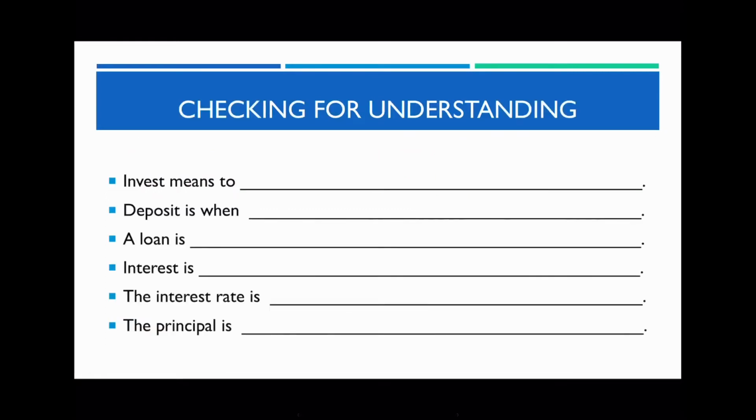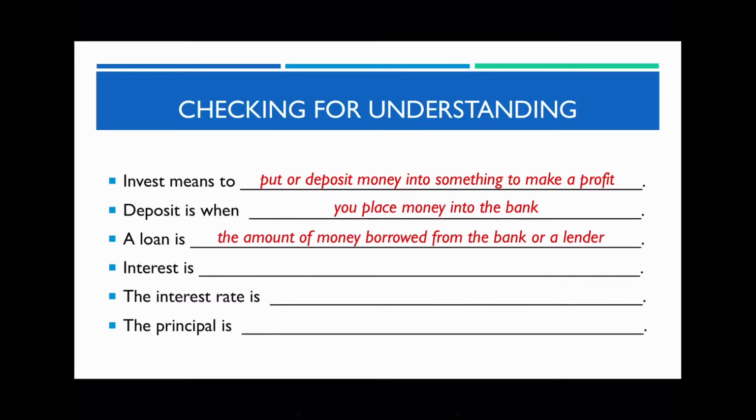So we're just going to be unpacking these words again, one last time, so you understand what these key terms mean. We said that invest means to put or deposit money into something so that you can make a profit in the long run. We say deposit is when you place money into the bank. A loan is the amount of money that you borrowed from the bank generally, but if you're not borrowing from the bank, then we refer to the person you're borrowing from as a lender. The interest is the additional amount of money that you're either charged or you're going to earn.